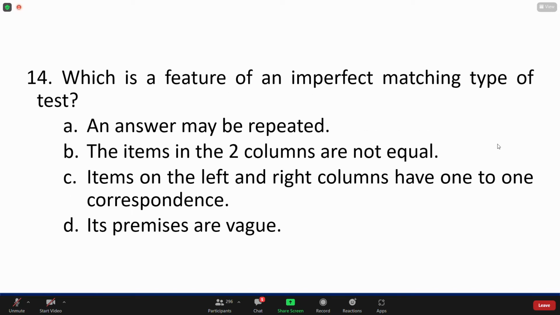Number 14, which is a feature of an imperfect matching type of test? Letter A, an answer may be repeated. Letter B, the items in the two columns are not equal. Letter C, items on the left and right columns have one-to-one correspondence. Letter D, its premises are vague.